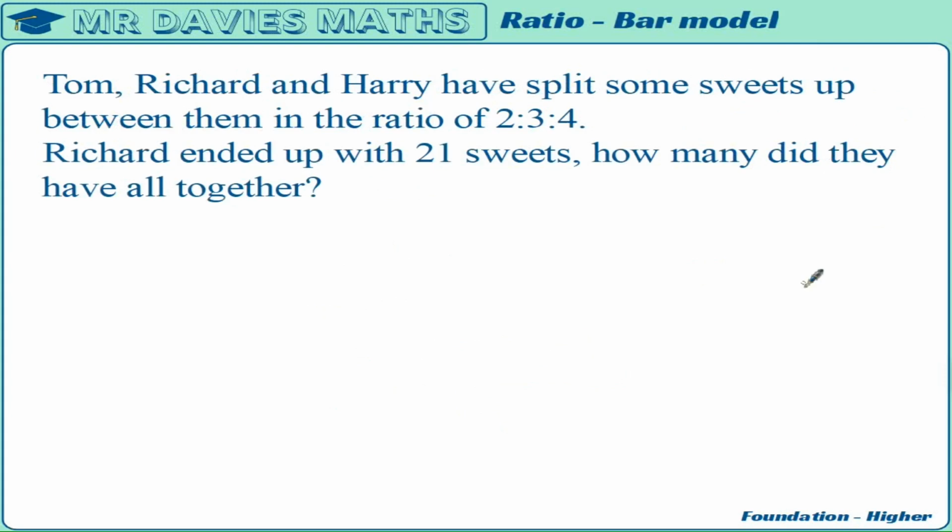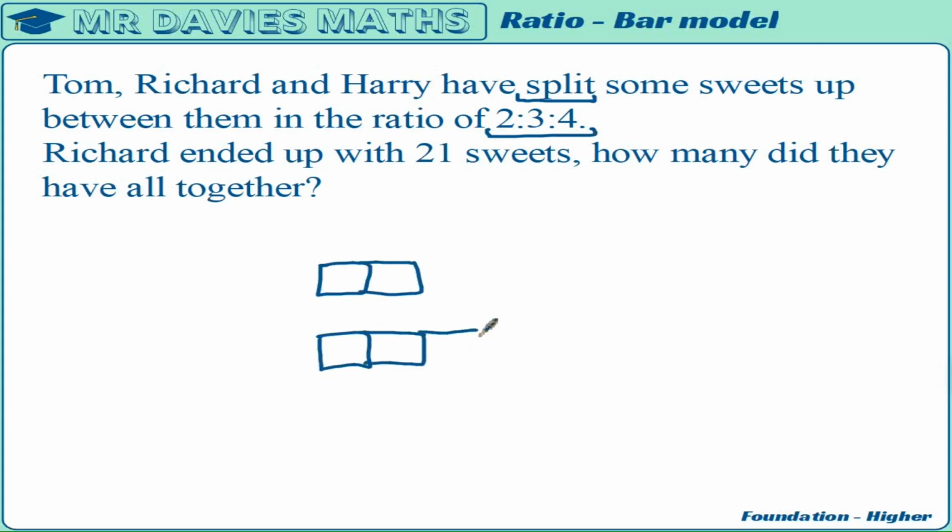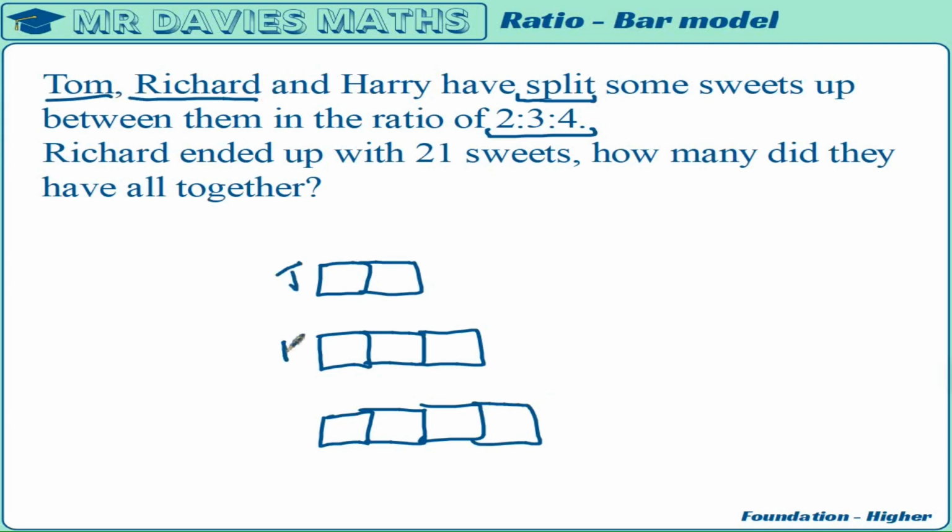Okay, so Tom, Richard and Harry have split some sweets up between them in the ratio of 2 to 3 to 4. Richard ended up with 21 sweets. How much did they have altogether? So again, it's a past tense question. It's already been split. So I'm going to start off by drawing my ratio. So 2 to 3 to 4. Okay, so whose name was first? We got Tom, we got Richard, and we got Harry.